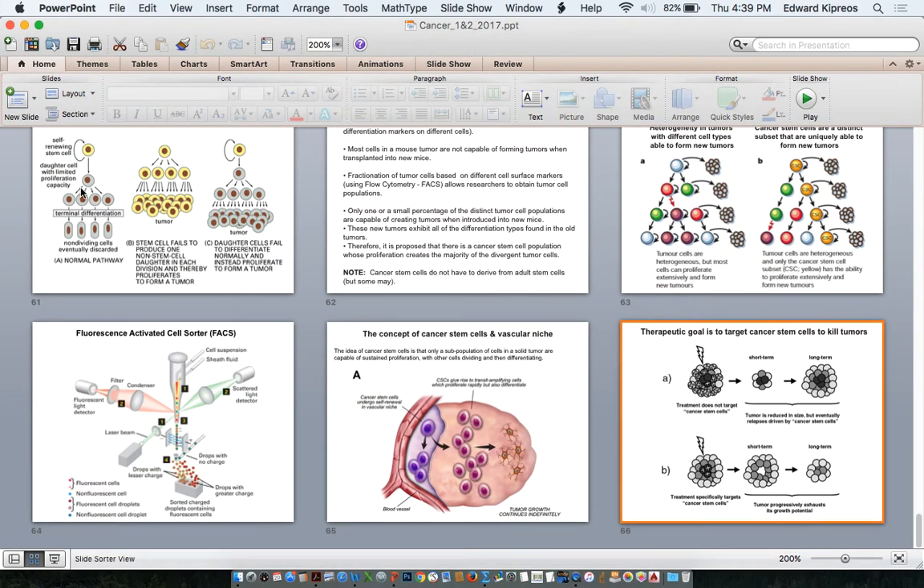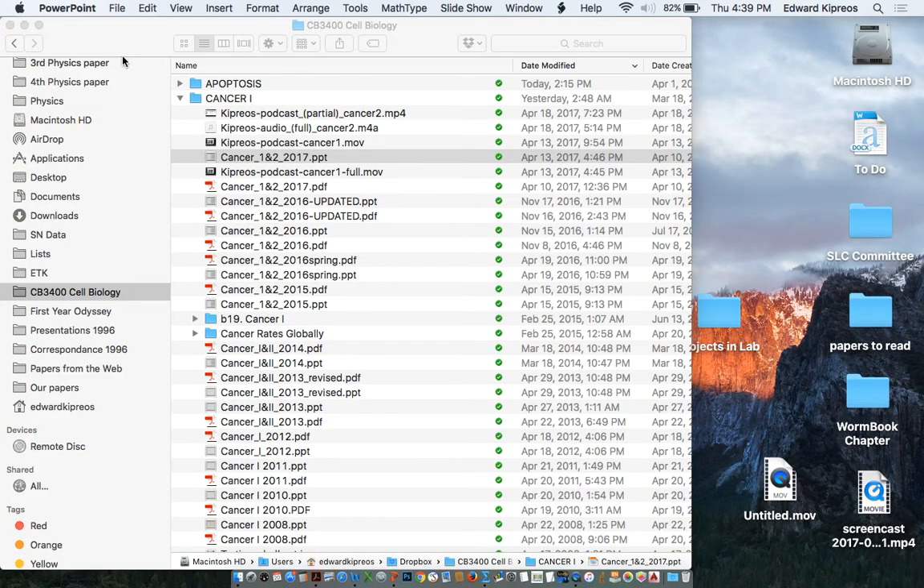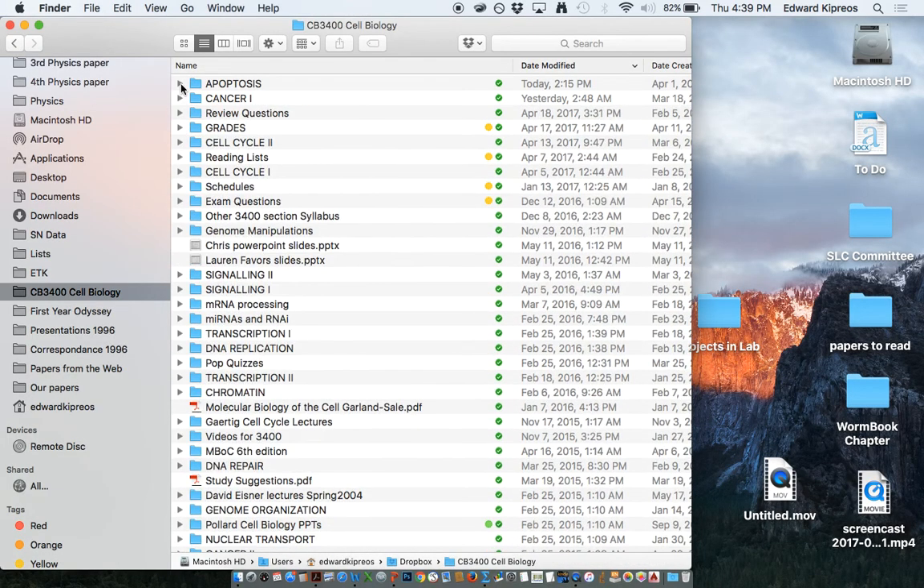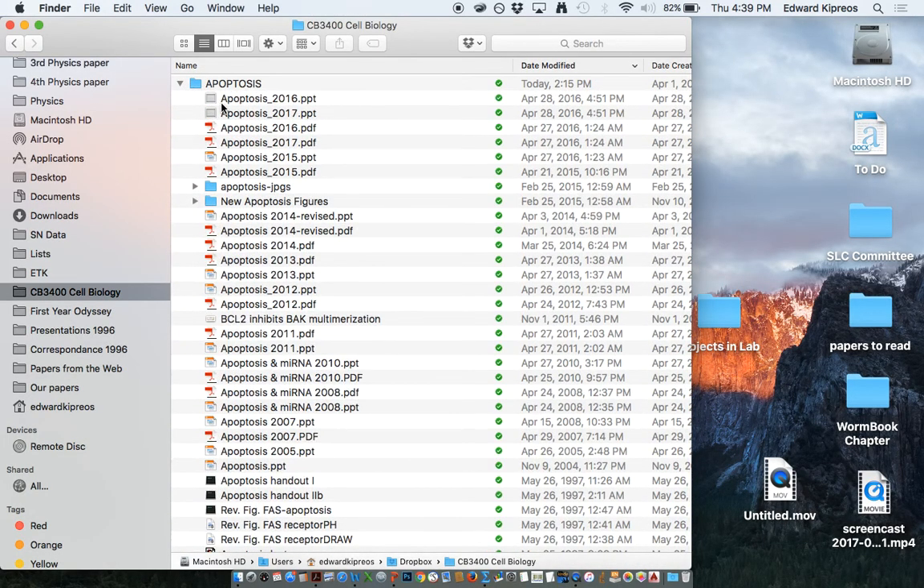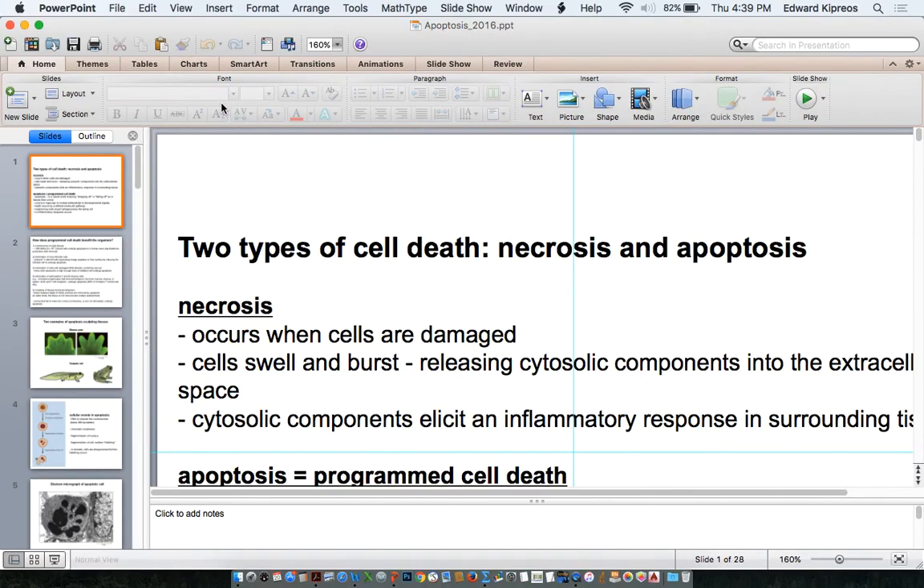Okay, so we're going to shift to apoptosis. Hopefully we're able to cover everything in class. We're not going to cover this whole thing.